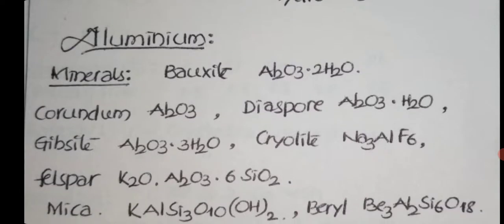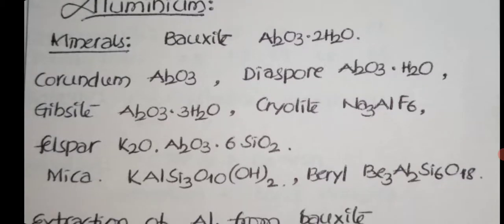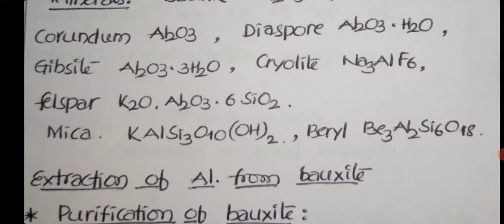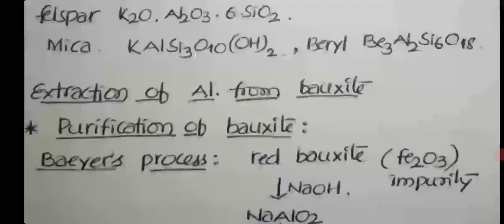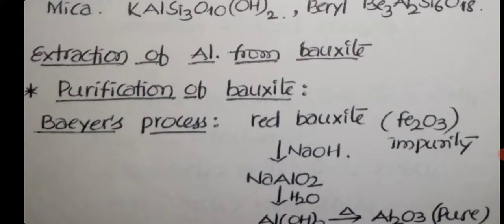Aluminium is the most abundant metal in the earth's crust. Its minerals are: Al2O3·2H2O is bauxite, corundum is Al2O3, diaspore is Al2O3·H2O, gibbsite is Al2O3·3H2O, cryolite is Na3AlF6. Feldspar is K2O·Al2O3·6SiO2, mica is KAl3Si3O10(OH)2, you can write like this, otherwise KAlSi3O8, OH taken twice. Beryl is Be3Al2Si6O18. These are the important minerals.